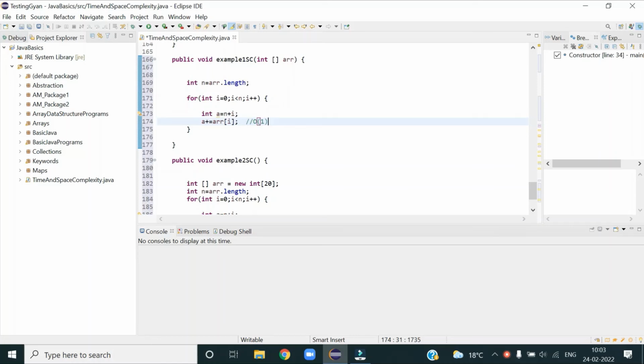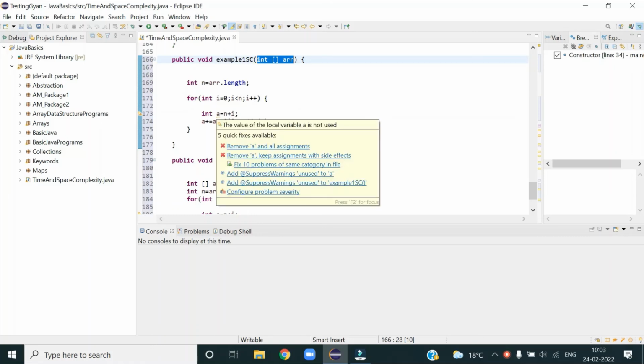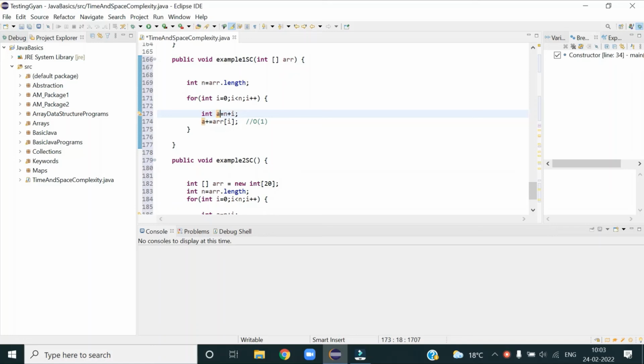Now let us see a few examples to understand it in more detail. If we talk about this example, we are passing an input array to our program, and then we are doing some calculations in the for loop. Basically, integer a is going to take 4 bytes, so it's a constant value that will be added. At the end it will be a constant, so it remains big O of 1.